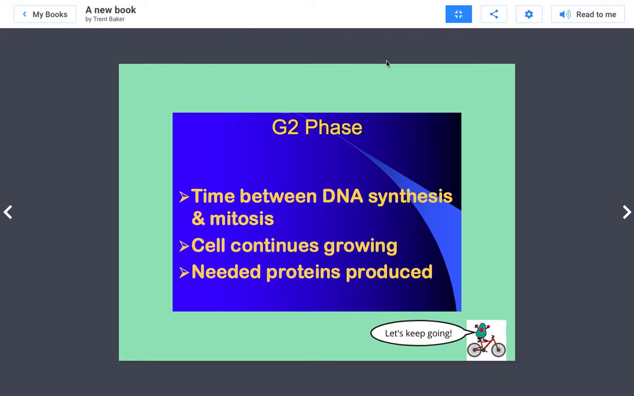Next up, the G2 phase. This is the last step of what we call interphase. It comes right before the cell starts dividing. During the G2 phase, the cell does some of its final growing and produces any last-minute proteins needed for the rest of its journey.